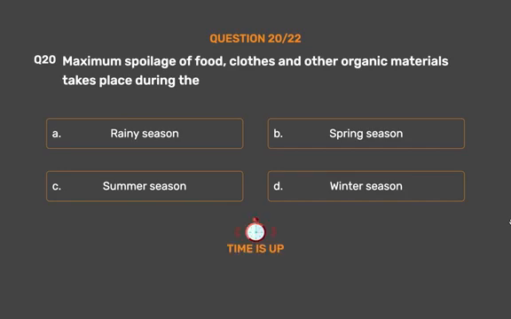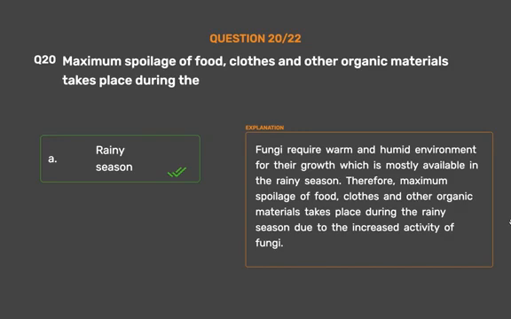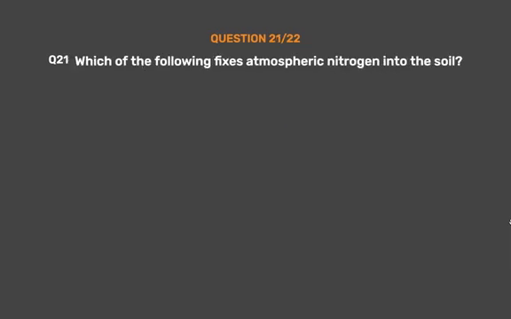The correct answer is Option A. Rainy season. Fungi require warm and humid environment for their growth, which is mostly available in the rainy season. Therefore, maximum spoilage of food, clothes and other organic materials takes place during the rainy season due to the increased activity of fungi. Question number 21.